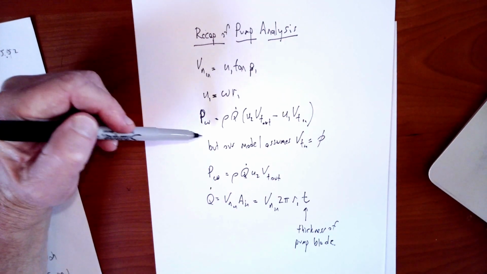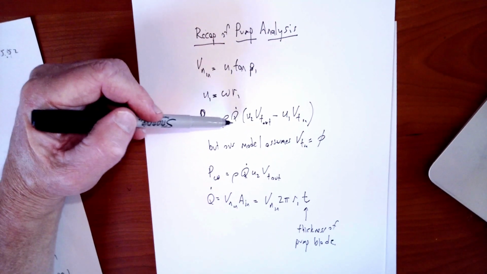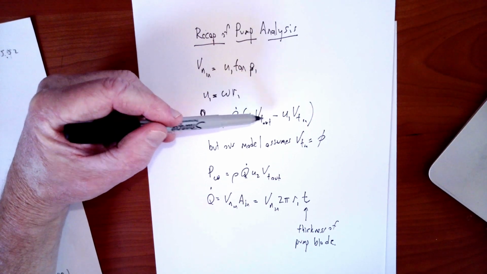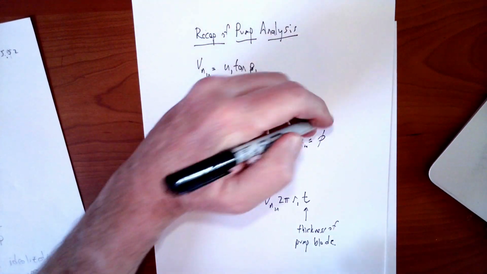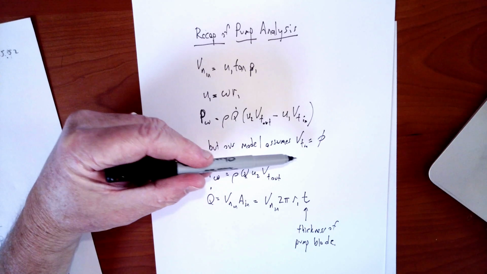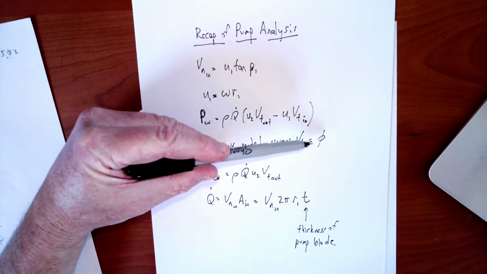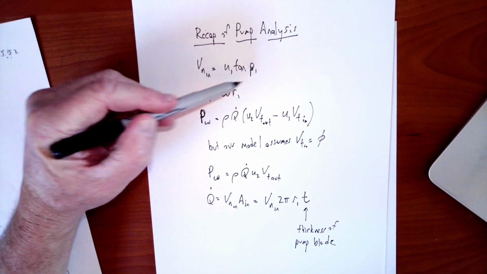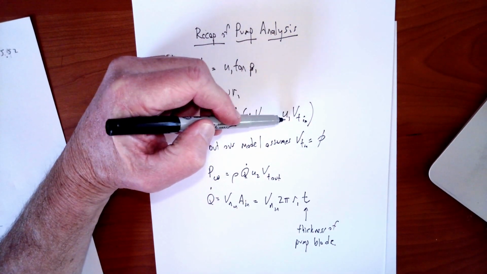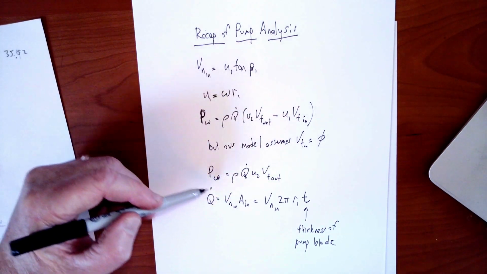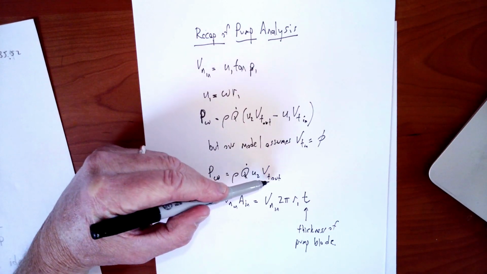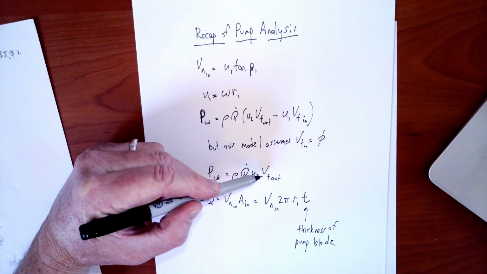The water horsepower we can find using density, volumetric flow rate, and U2 times the tangential velocity at the outlet minus U1 times the tangential velocity at the inlet. But we found our model assumes that there is no tangential velocity at the inlet. We set that equal to 0. That is why this is the only inlet velocity, the normal velocity. So this term goes to 0 here. So you're left with the water horsepower being just equal to the density times the volumetric flow rate times U2 times the tangential velocity at the outlet.